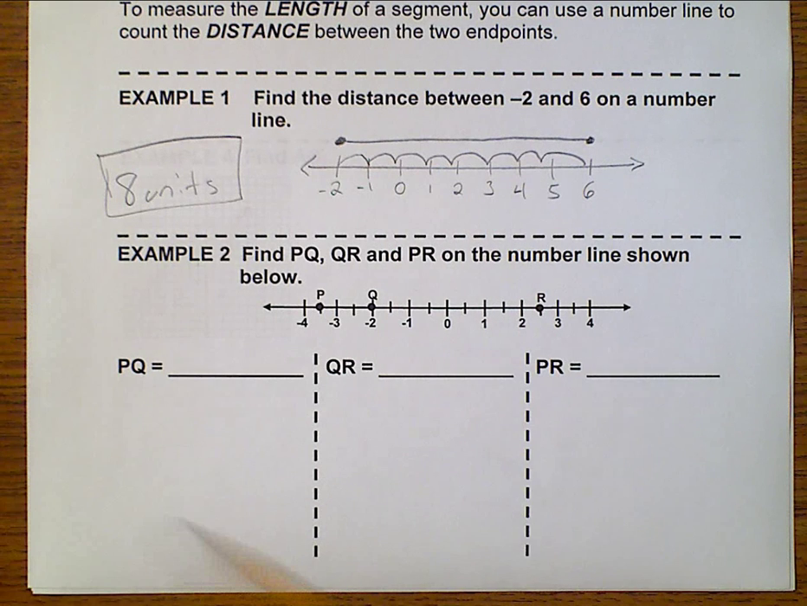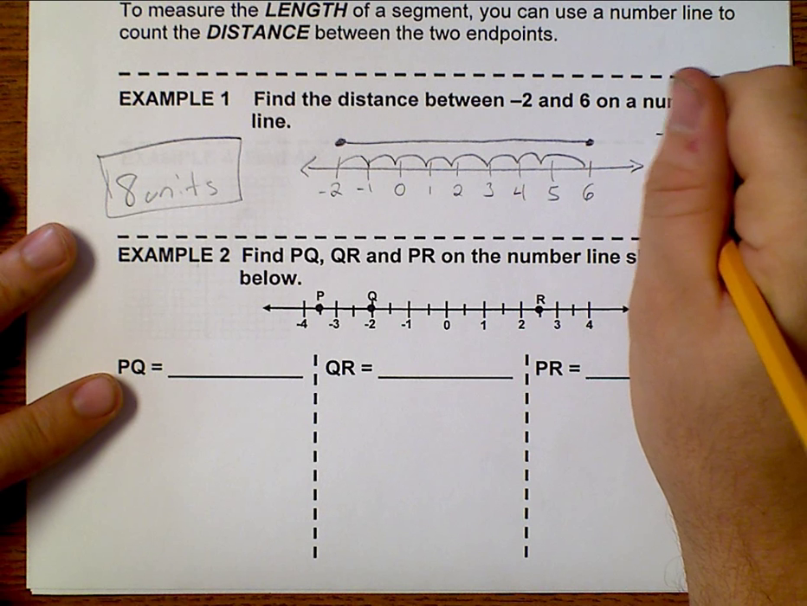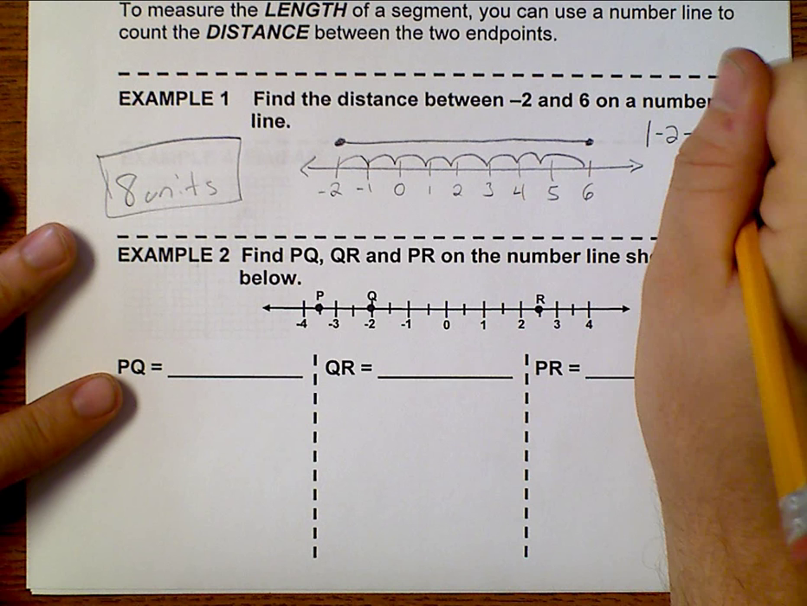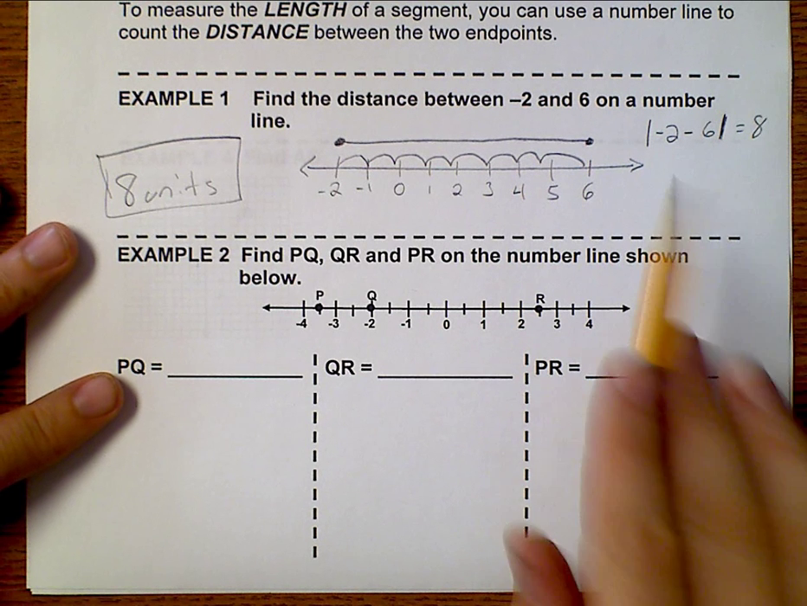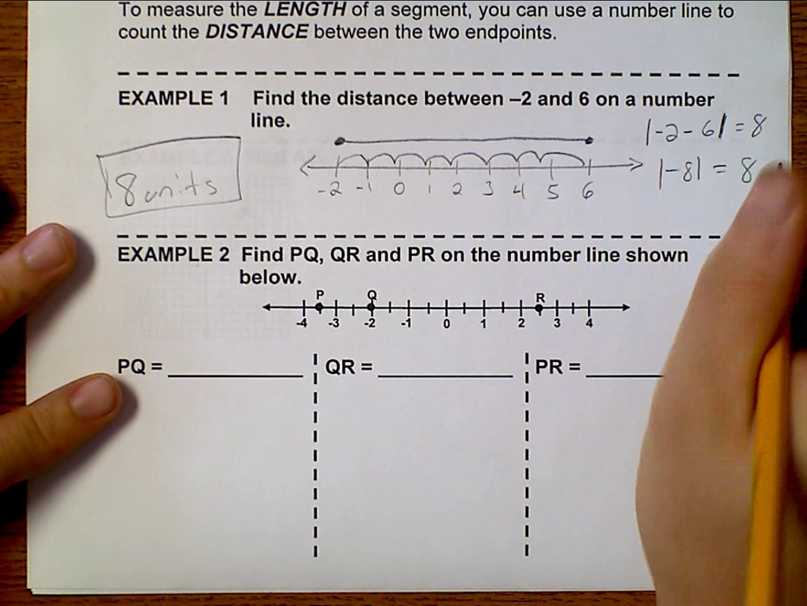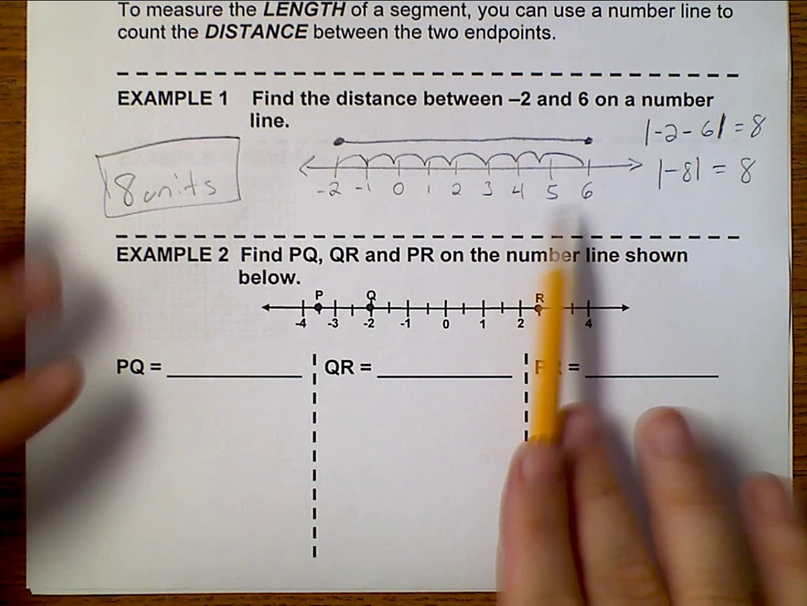Another way you could do this is you could just say -2 minus 6, and we want to find the absolute value of that. And we get 8, because -2 minus 6 is -8, and the absolute value of that is 8. So I can do this with a number line. I can do this with subtraction.